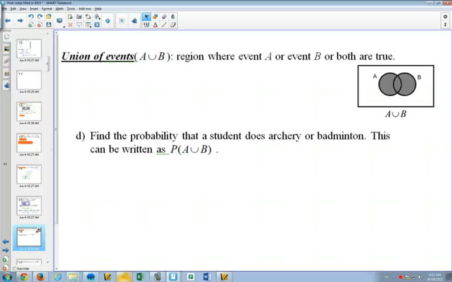The union of events, and we say "or." If I had asked people before if they like pizza or soccer, if you liked soccer, you would have to say yes, because you like soccer. If you like pizza, you would have to say yes. So it's going to be all three sections: whether you like only pizza, whether you like them both, or whether you like only soccer, you would still say yes.